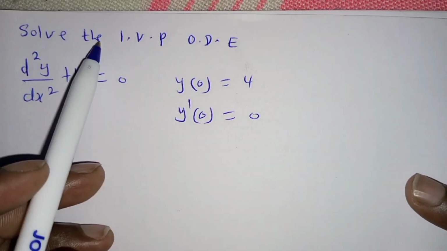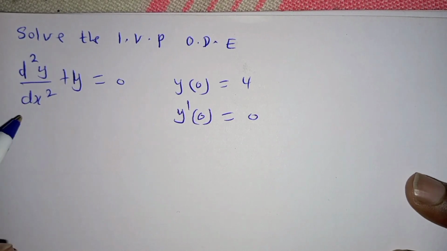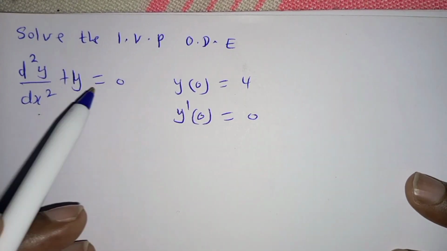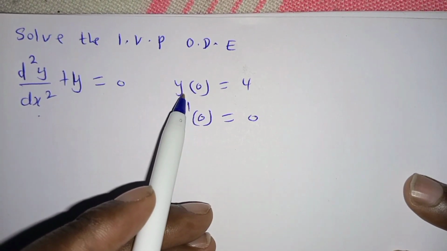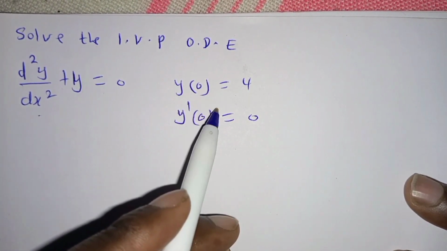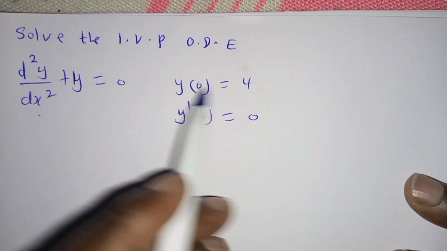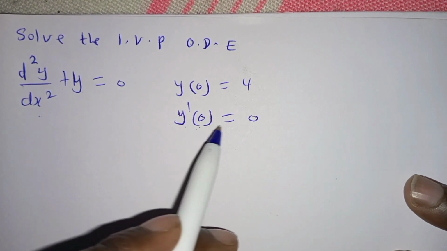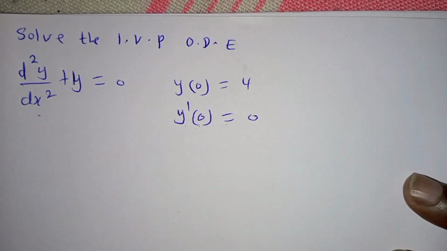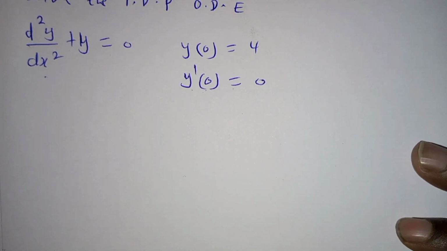Solve the initial value problem O.D.E: the second derivative of y with respect to x plus y is equal to 0, whereby the initial value conditions are y(0) is equal to 4, and y prime of 0 is equal to 0. So the first thing that you do is to solve this equation.